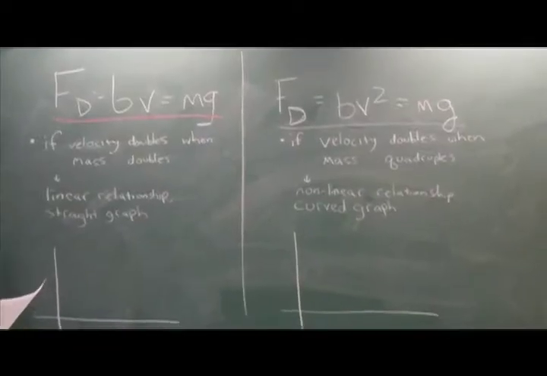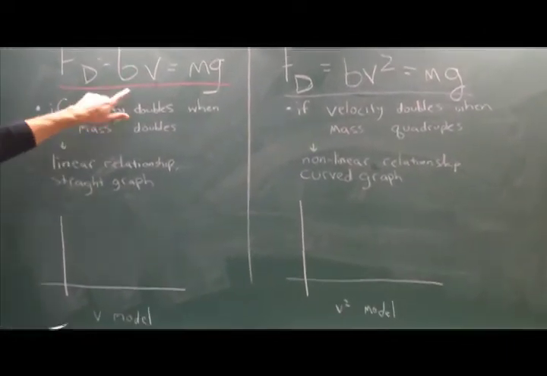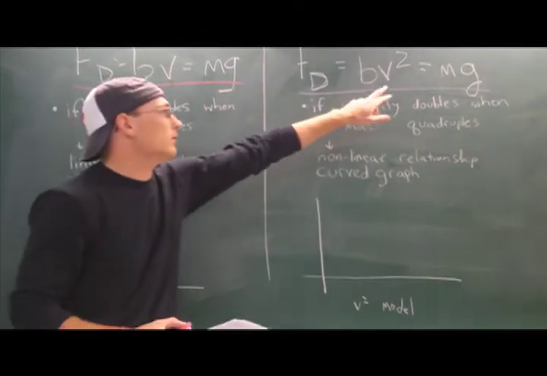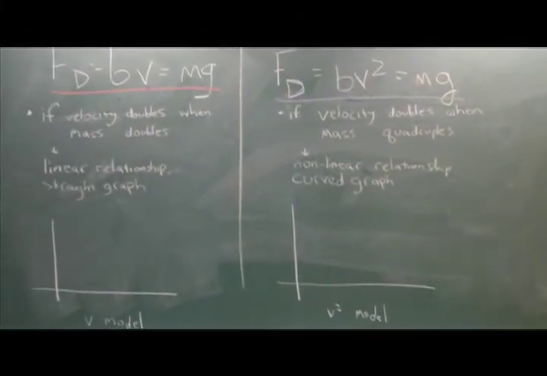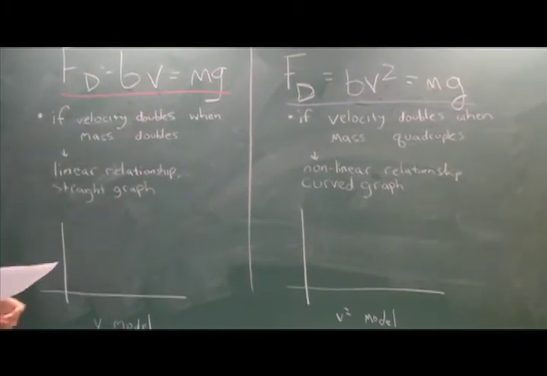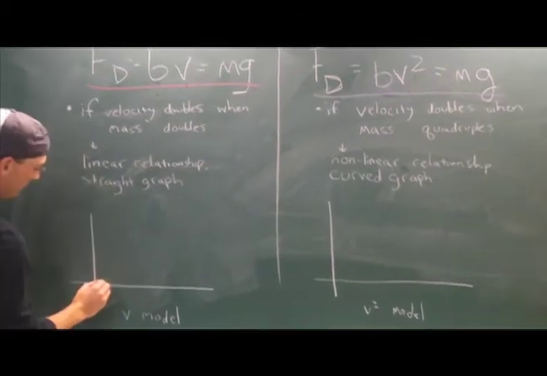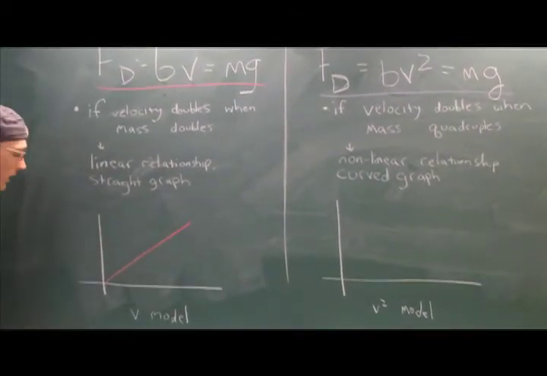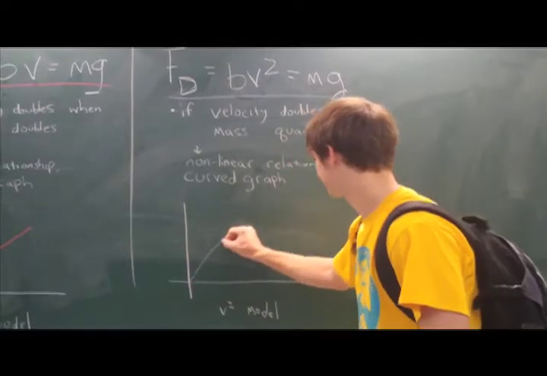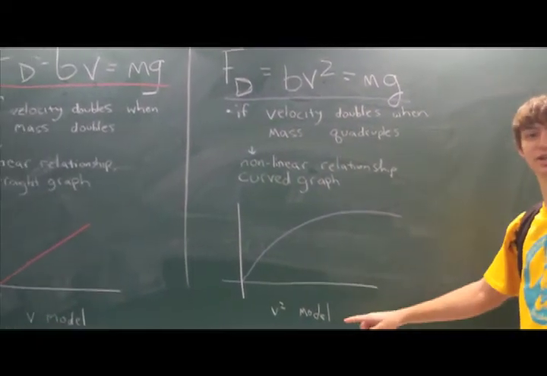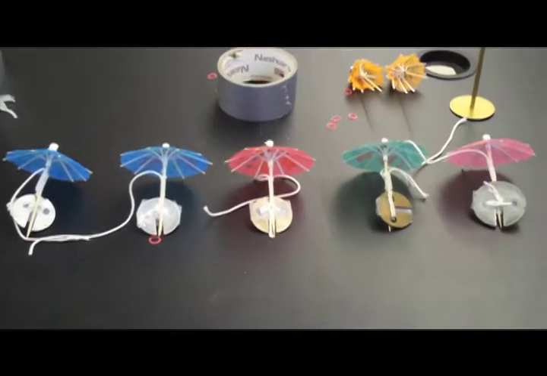For our preliminary experiments, we want to verify which drag force model applies to our myth, the V model or the V squared model. To do this, we can hold surface area constant and change the falling object's mass. If velocity doubles when we double the mass, then we have a linear relationship with a straight graph and use the V model. If velocity doubles when we quadruple the mass, we have a nonlinear relationship with a curved graph and use the V squared model. We then proceed to set up our experiment.